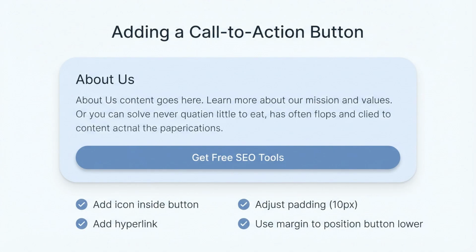A strong About Us page usually ends with a call to action. Here, a button labeled Get Free SEO Tools is added at the bottom of the content area. You can enrich this button by inserting an icon from the icon library, adding a hyperlink destination, and fine-tuning its padding. Setting it to around 10 pixels gives the button a comfortable, clickable feel. Margin controls let you push it further down the section for better visual spacing.